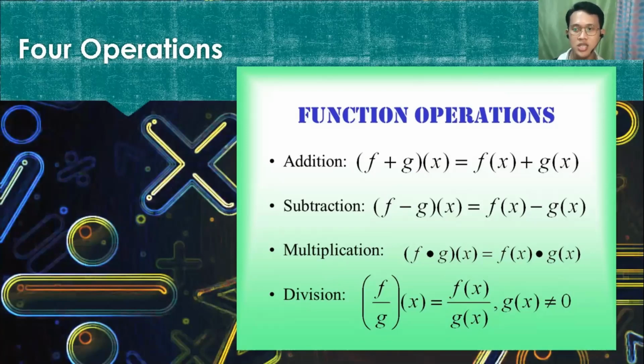Same goes with subtraction. The quantity of f minus g times x is equal to f of x minus g of x. And for multiplication, the quantity of f multiplied by g times x is equal to f of x times g of x. And for the division, we have f over g times x, which is equal to f of x all over g of x, where g of x should not be equal to 0.